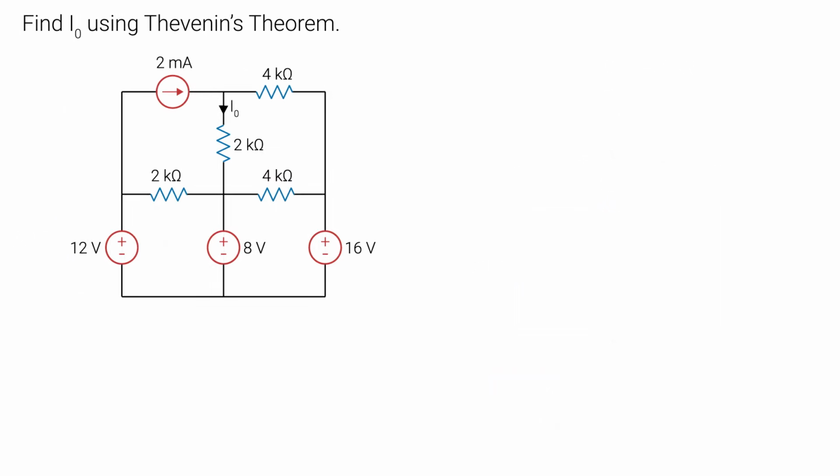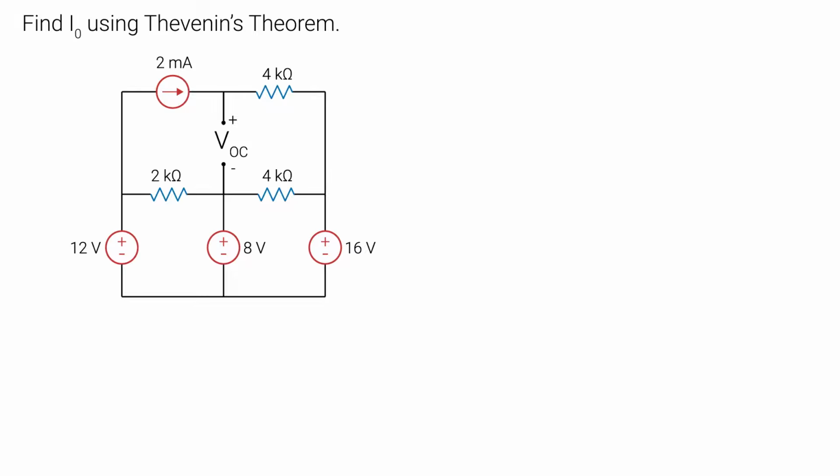Let's take a look at this question where we need to use Thevenin's theorem to figure out I0. So I0 is actually the current flowing through this 2K ohm resistor. That's our load, so let's remove it. Since the current was coming down, that means the top is at a higher potential than the bottom, since current flows from a higher potential to a lower potential. So our positive for VOC would be up top and bottom would be negative.